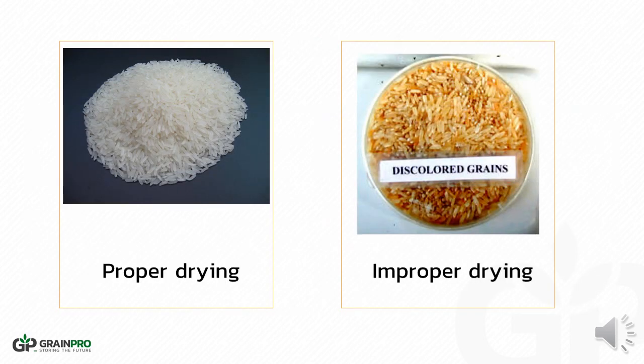Uneven moisture content compromises quality of stored commodity. Like for example, yellowing of rice which lowers its market value as compared to properly dried paddy in which producers can demand higher price.